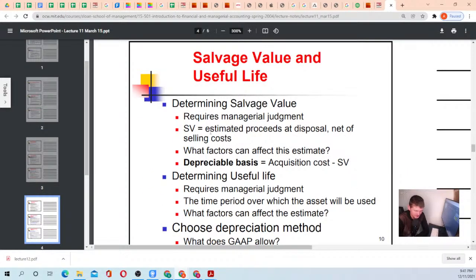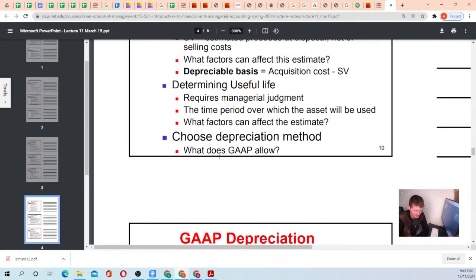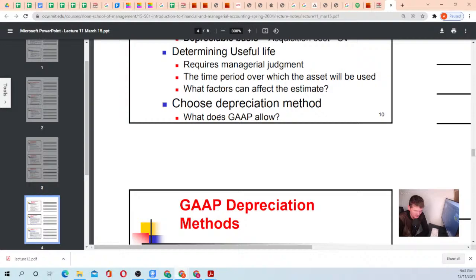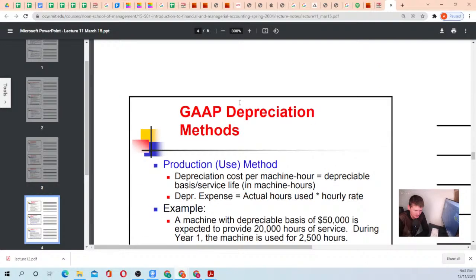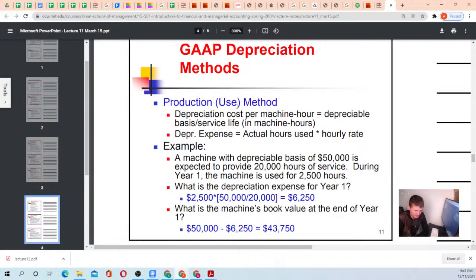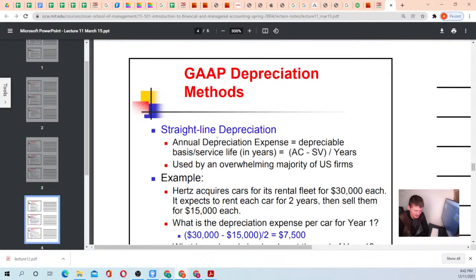Useful life estimated requires management judgment. Both salvage value and useful life will require management judgment. So this one is the time period over which you will use the assets, and this salvage value is the estimated proceeds at disposal. Depreciation method. What does GAAP allow? So we have production method and we have straight line.